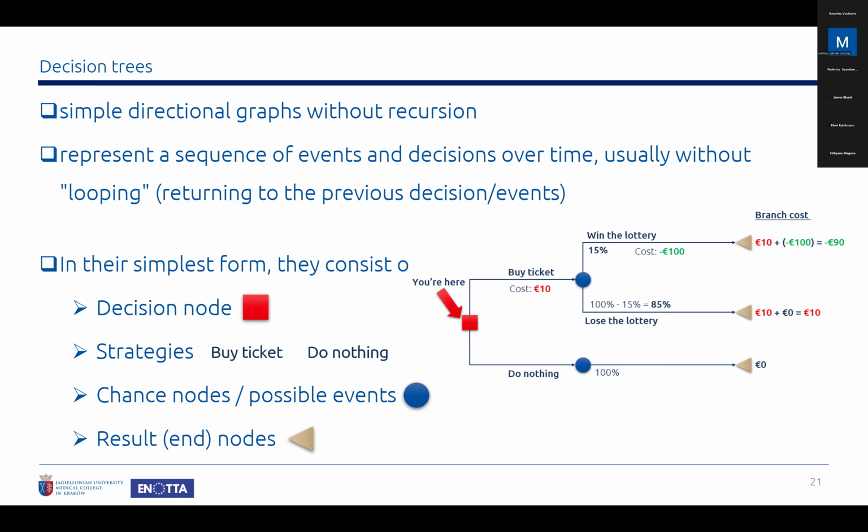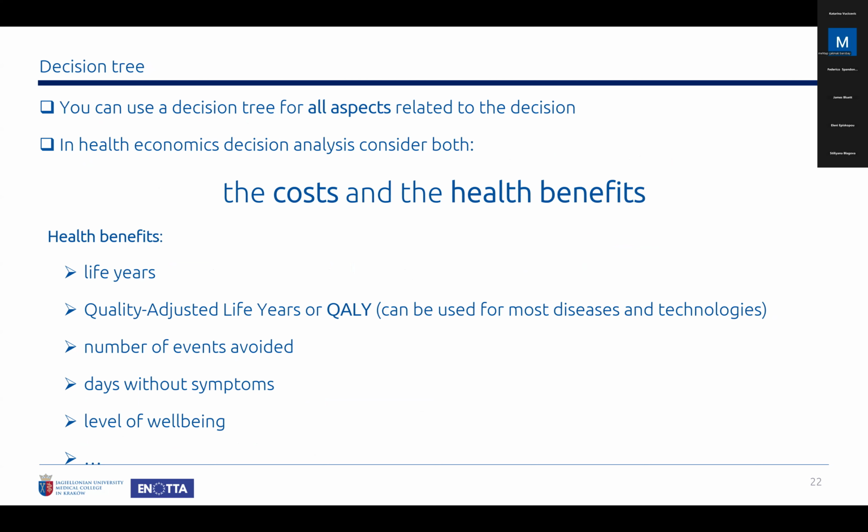And in short, decision trees are simple one-way diagrams showing sequences of decisions, sequences of events, usually without loops or going back to the same decision, taking it over and over again. And in health economics, decision trees can analyze costs and also health benefits, such as life years gained, quality adjusted life years, days without symptoms, numbers of events avoided, and so on.